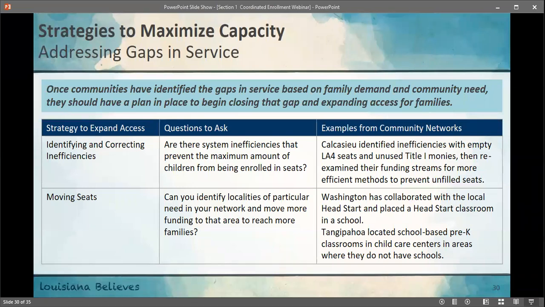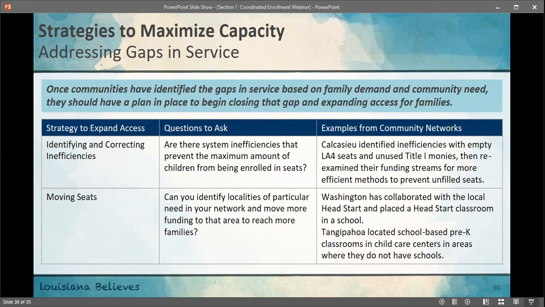Great. So as Amanda just said, it's really critical that community networks be planning for how they will expand access in that target percent served column in the last table that we looked at. Here are some strategies for how you could approach that, maximize the capacity of your system, and reach more kids and more families. One strategy that we've seen work is simply identifying inefficiencies and correcting those inefficiencies.